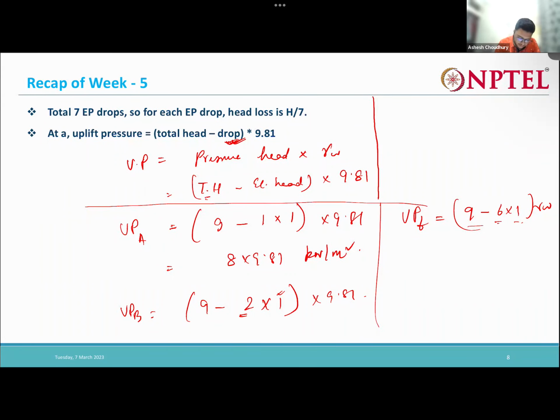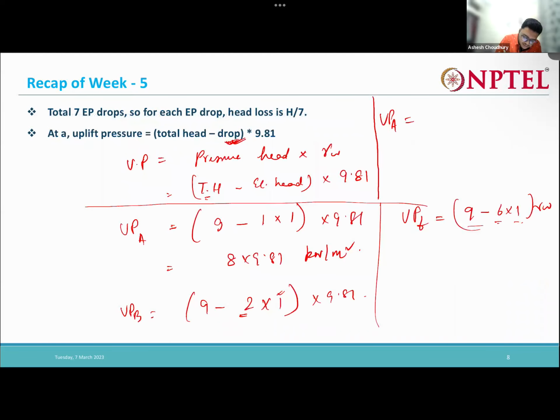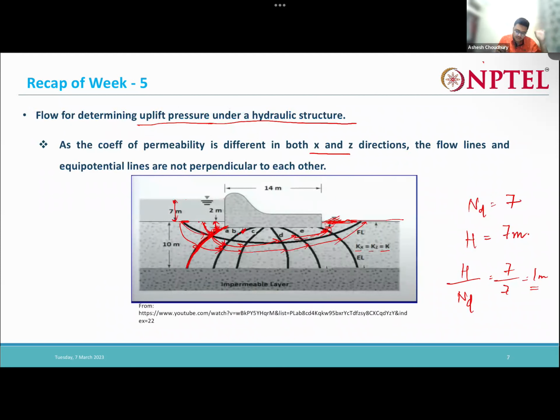So how this is actually coming, that I want to show. What is my total head? Again, for A, I have to write what is my total head. At point A, here I have a 7 meter head, right? From 7 meter, 1 meter will be lost when I count from here to here, because one drop is happening. So my total head will be 7 minus 1 into 1, right? Initially my head here was 7 meter.